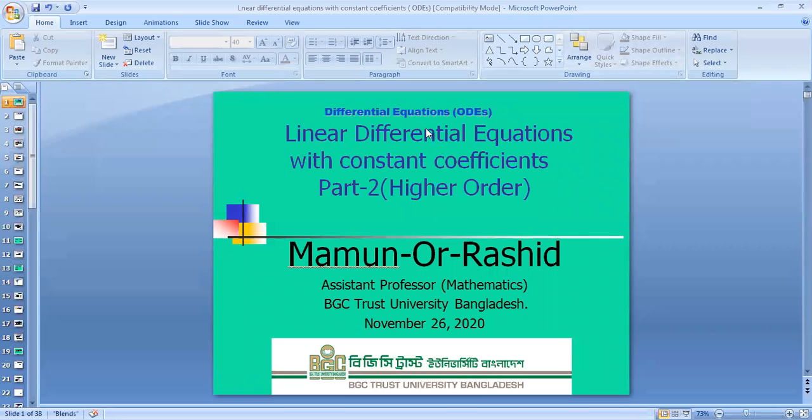Okay, in this part, linear differential equations with constant coefficients, part 2, higher order. Previously we solved part 1, linear differential equations with constant coefficients, having distinct roots, having equal roots, and having roots that are complex numbers. There are three rules for that. Now today we will start part 2.